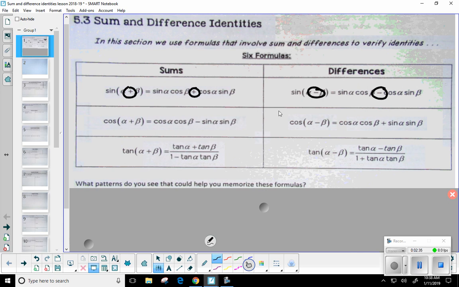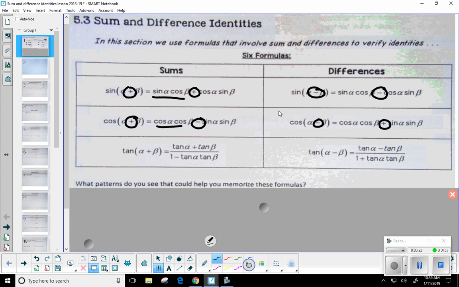But with those in mind, look at cosine. What does cosine do differently? Jack says cosine changes the operation. If you start with cosine of a sum, it wants to take the opposite operation. So cosine of a sum becomes a difference, just like cosine of a difference is going to become a sum. There's also one other item that changes. What do you think, Jack? The way we described it for sine, it likes to alternate. It multiplies sine times cosine. But cosine doesn't alternate. It has cosine times cosine, sine times sine.